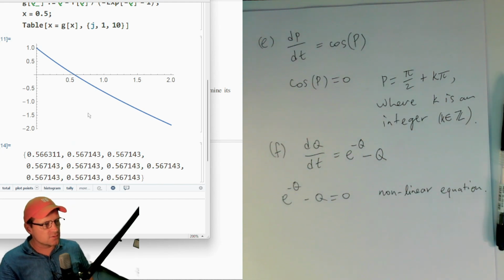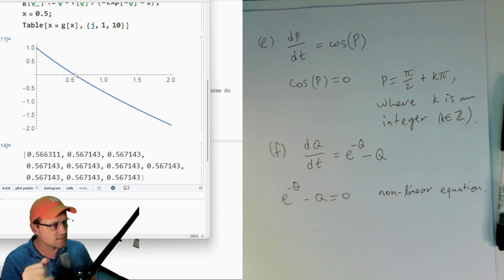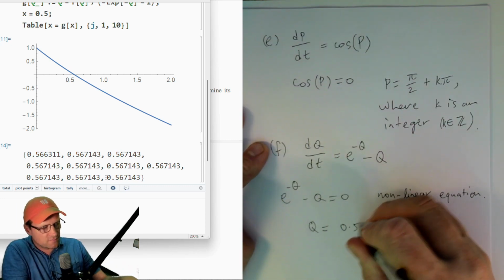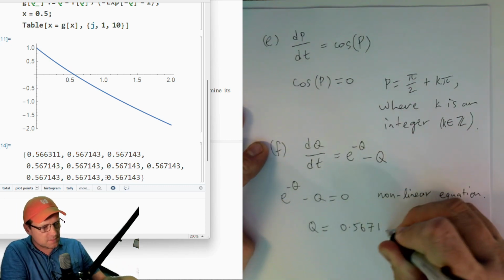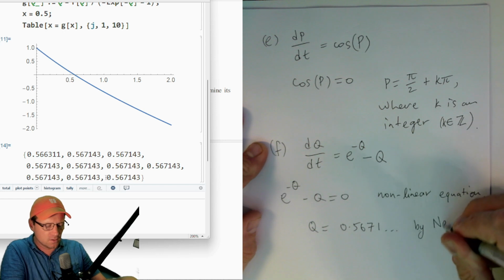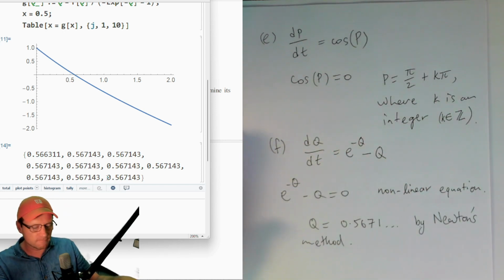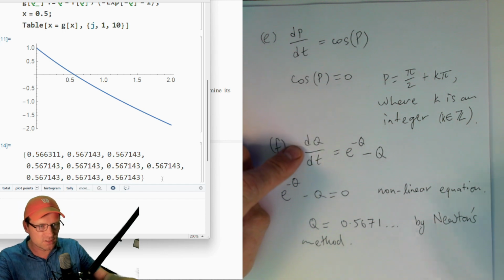So these get closer and closer to the zero of the function where it crosses the q-axis, the horizontal axis. And so you can see these look to be converging. So q equals 0.5671, etc. by Newton's method, which is what I just used in Mathematica. Okay, so that's an equilibrium solution to this.